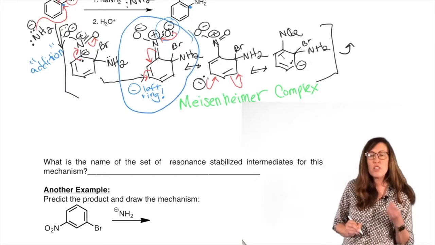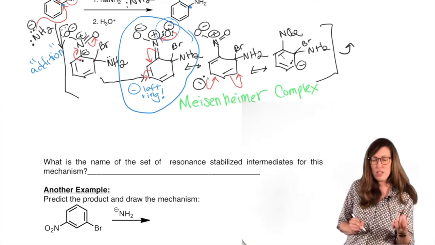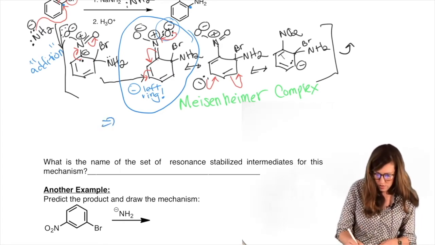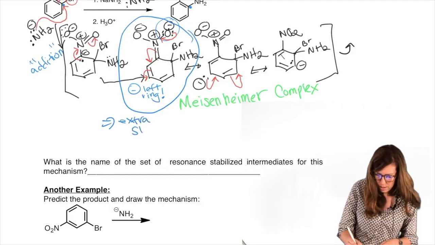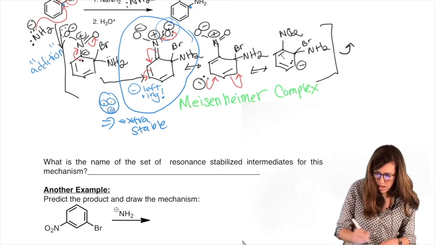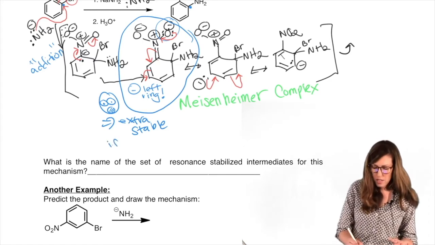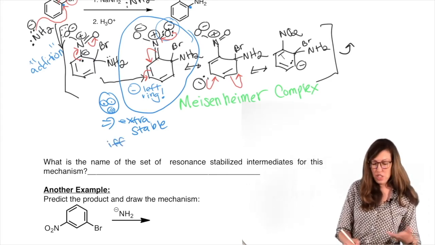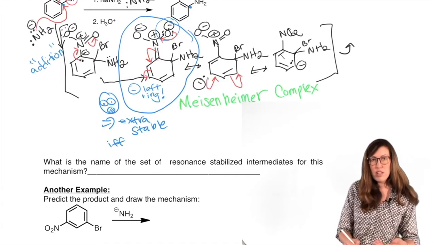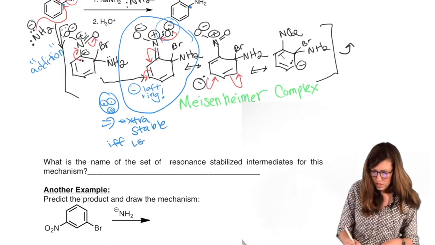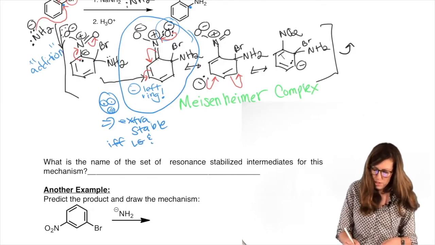That we have an extra stabilization when we are ortho or para to the ring. So, extra stable. In fact, I'll draw my wow, because that's the aha moment in the mechanism where you say, okay, now I see why we have to have an ortho-para relationship to the electron withdrawing group and the leaving group. It's extra stable if and only if the leaving group and electron withdrawing group are ortho-para.